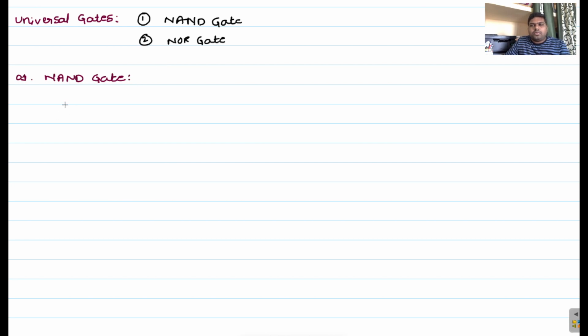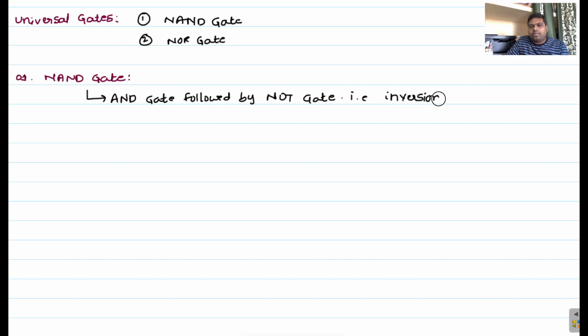Okay. So NAND gate is nothing but AND gate followed by NOT gate. AND gate followed by NOT gate. Okay. That means inversion of AND logic. Okay. Inversion of AND logic.